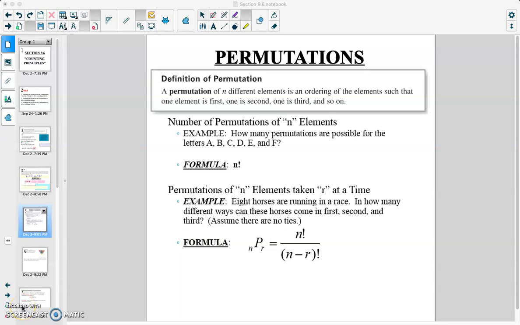That is something I can agree with there. Yeah. All right, so guys, here we are, permutations.